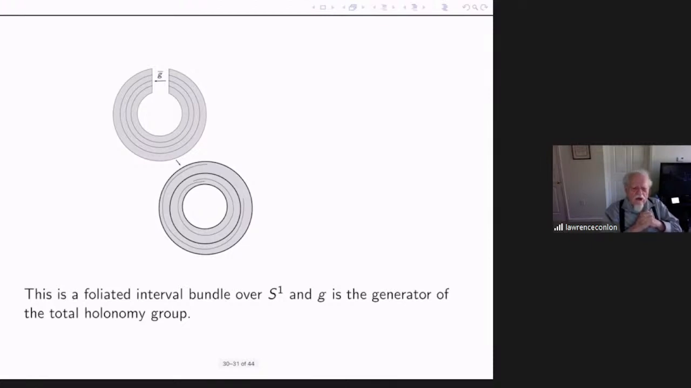Now, in general, this foliation of the annulus is a foliated interval bundle over the circle, and G is simply the generator of the total holonomy group. Next slide.